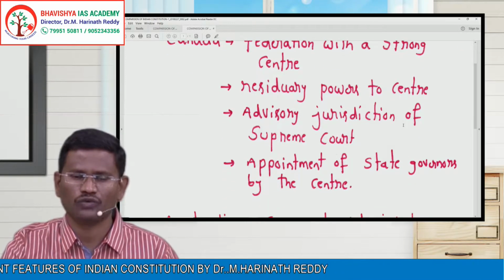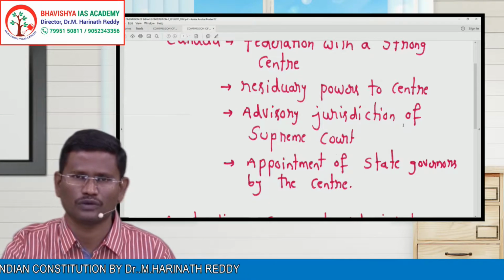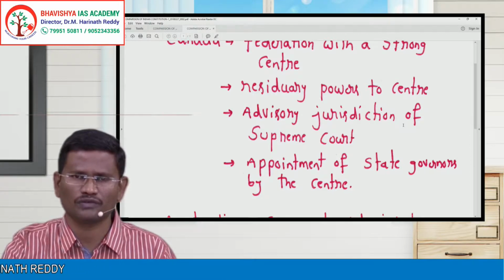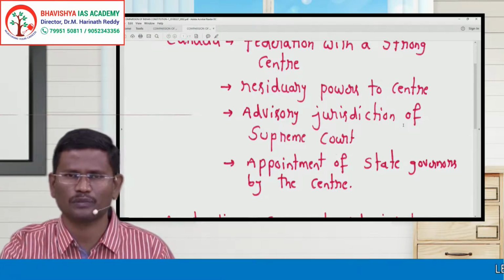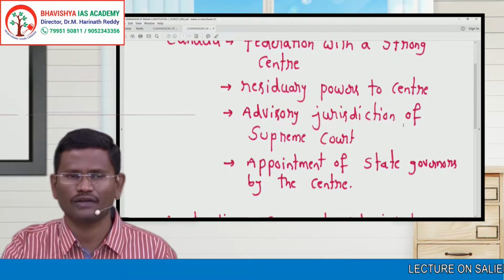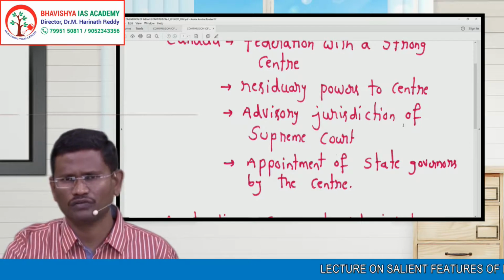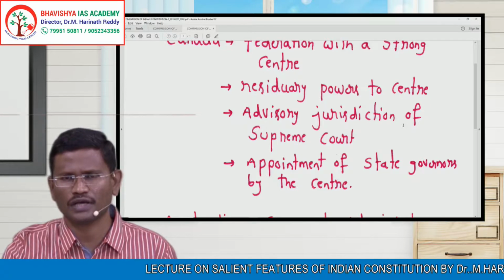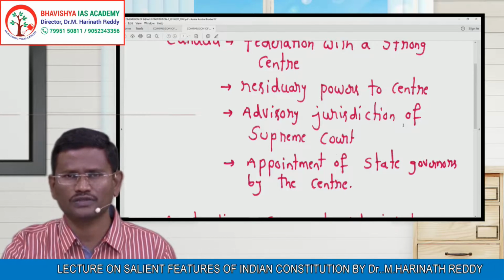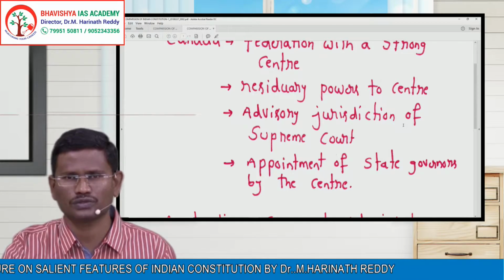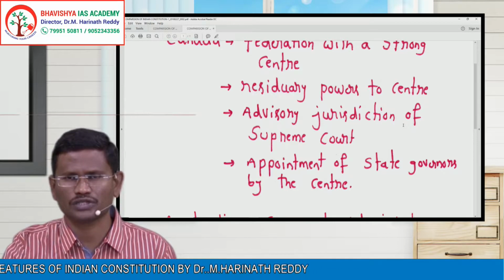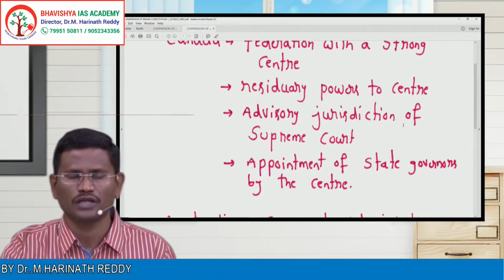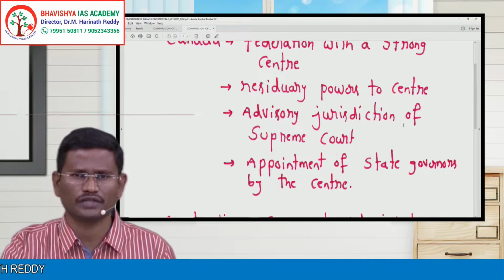Then, advisory jurisdiction of the Supreme Court. See, the union government can seek the authoritative opinion of the Supreme Court on several issues through the President of India under Article 143. Under Article 143 of the Indian Constitution, the union government through the President of India can seek the advice of the Indian Supreme Court on certain important issues. This is called advisory jurisdiction of the Indian Supreme Court. This is borrowed from the Canadian Constitution. The American Supreme Court doesn't have advisory jurisdiction.